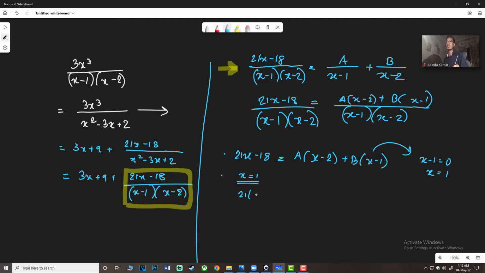So taking x equal to 1: 21 into 1 minus 18 equals a(1 minus 2) plus b(1 minus 1). From there, let me write it at the bottom, 21 minus 18 gives us 3. a(1 minus 2) is minus a, and the b part becomes 0. From there we have a equals minus 3.